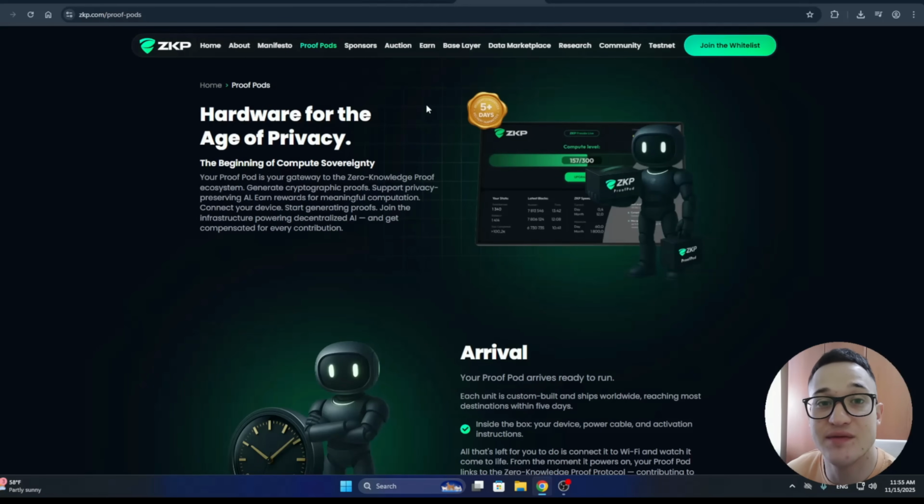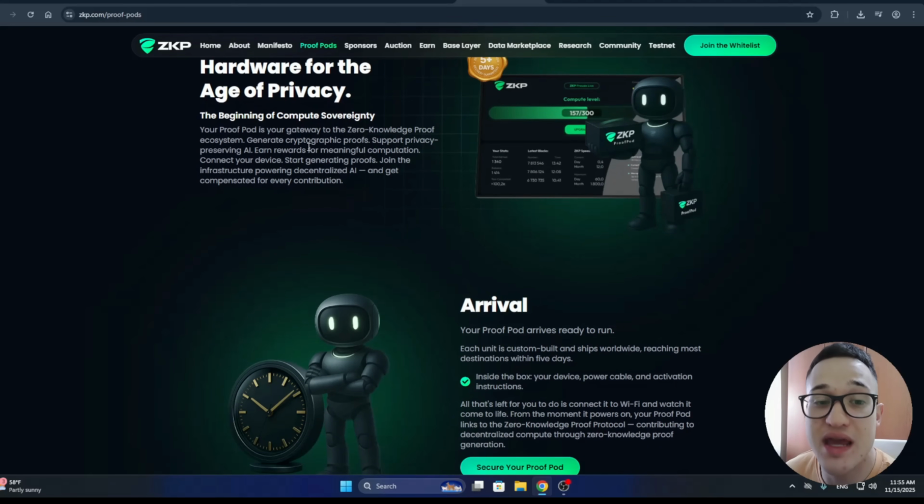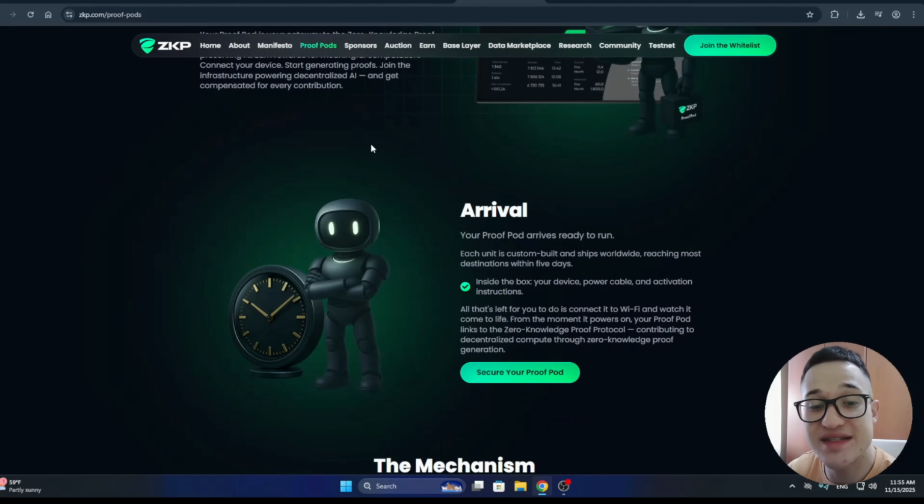Next to this, we have the hardware we were talking about, which is the proof pods. So let's talk about them right now. These are physical devices that cost $249 that you plug in, connect, and start earning Zero Knowledge Proof daily. They perform real AI compute and cryptographic validations, and your earnings show up live on your dashboard. Depending on how much hardware you scale with, earnings can go from $1 to $300 per day, fully verifiable and fully transparent on chain.